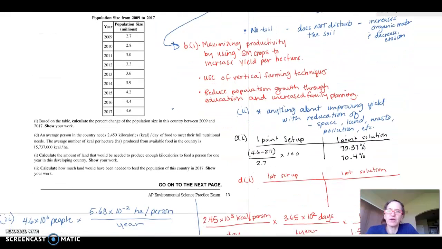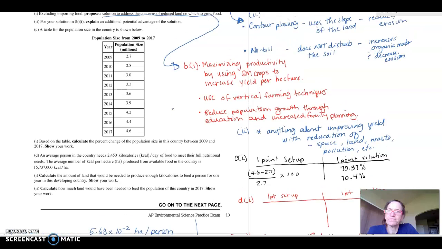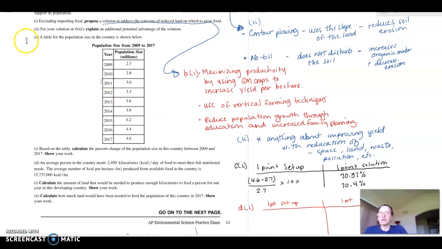Looking at C, this is where we're going to get into math. Oh wait, I didn't do the B2. So B2 then, this one actually wants you to propose a solution to, or for your solution, explain a potential advantage of it. This one goes directly with whatever you say before. And here, I didn't give you an actual answer because there's so many that you could use, and it has to go with whatever you were talking about before.